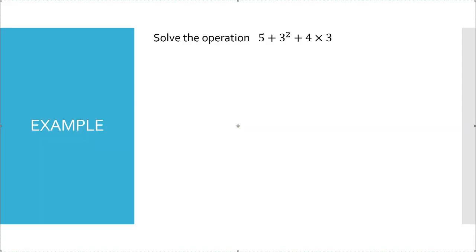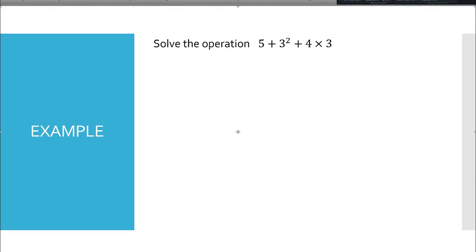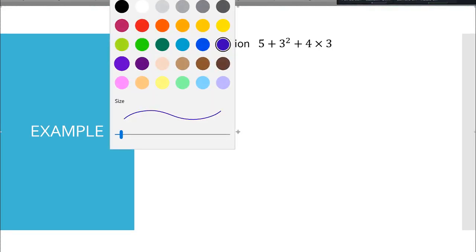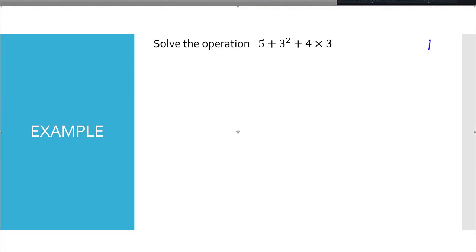Okay, we will use the order of operations to solve this problem: 5 plus 3 squared plus 4 times 3. We will remember our acronym for order of operations, PEMDAS. Okay, so we don't have operations in parentheses, but we do have an exponent, 3 squared. So we would answer that one first. The square of 3 is 9.